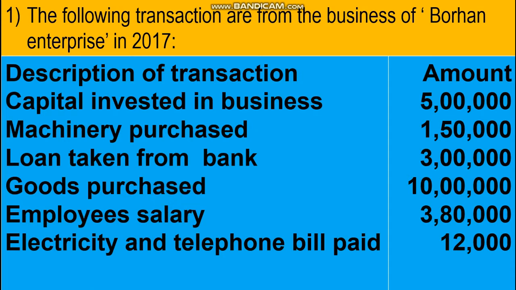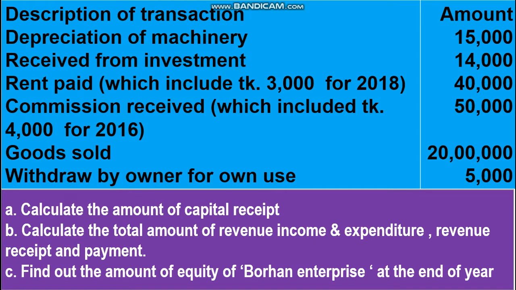Then we have more transactions: depreciation of machineries, receipt from investment, rent paid of which 3000 is for 2018, and commission received, which includes 4000 for 2016, goods sold done by the owner for own use. Dear student, all of you know that we are doing math for 2017. So we have some transactions for 2018 also, some transactions for 2016 also. The requirement: the amount of capital receipt.